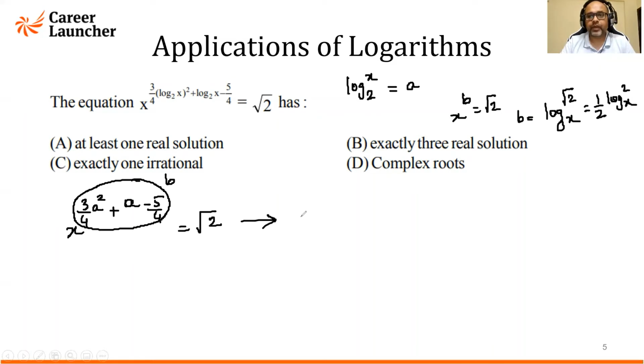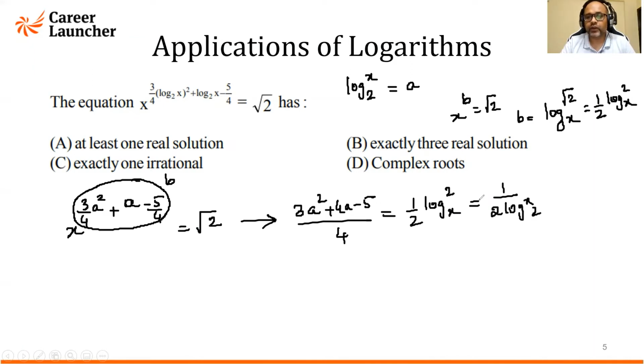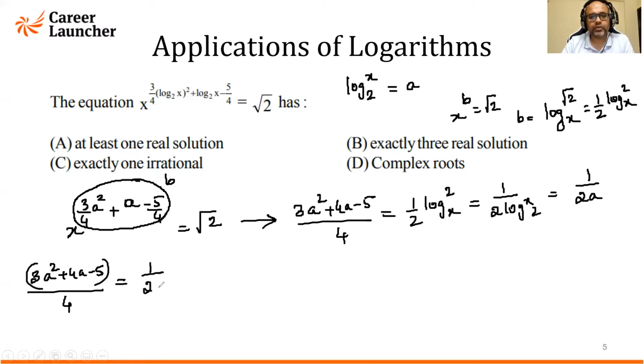So b is 3a square plus 4a minus 5 by 4, which is equal to half log 2 base x. Now the right hand side I can write as 1 by 2 and log x base 2. Now if you notice, I am bringing my logarithm to the denominator, so I'll use the inverse formula of logarithm. So this will become 1 by 2a. So my left hand side and right hand side, if I write once again, is 3a square plus 4a minus 5 by 4 equal to 1 by 2a.